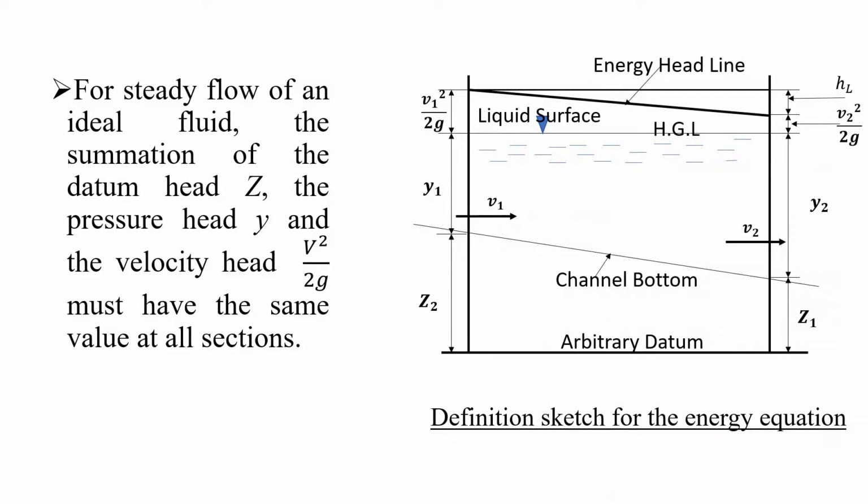For steady flow of an ideal fluid, the summation of the datum head Z, the pressure head Y, and the velocity head V square by 2g must have the same value at all sections.